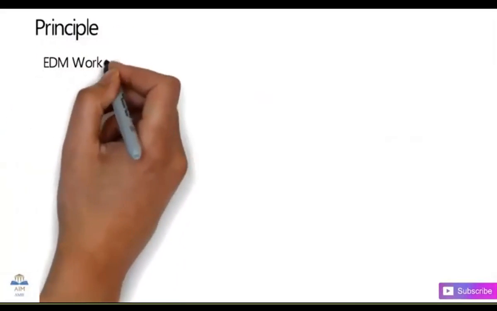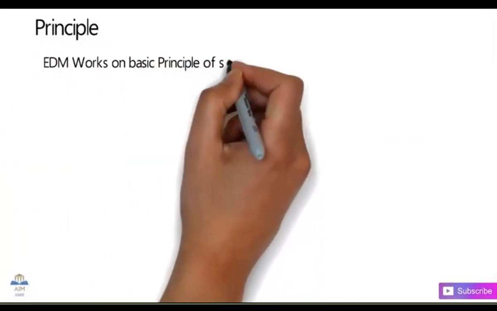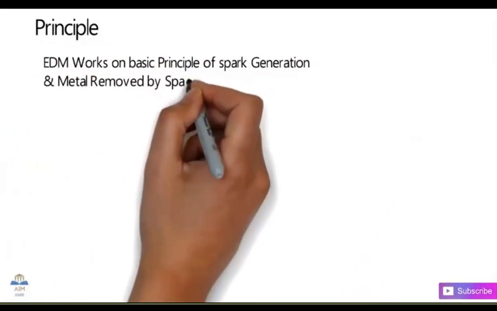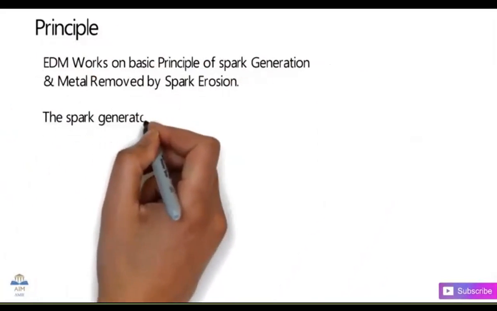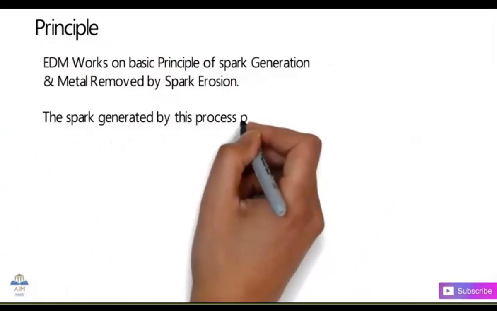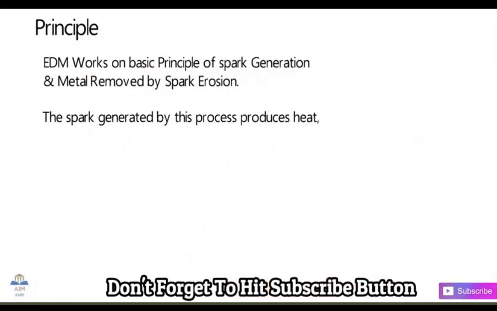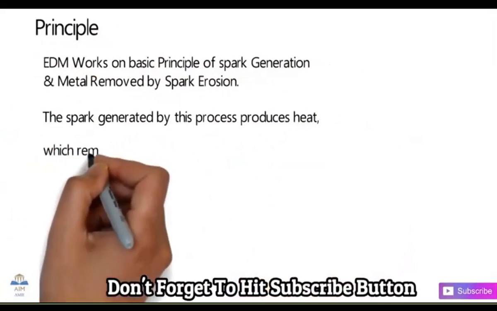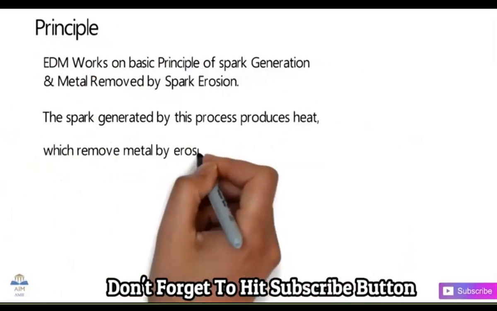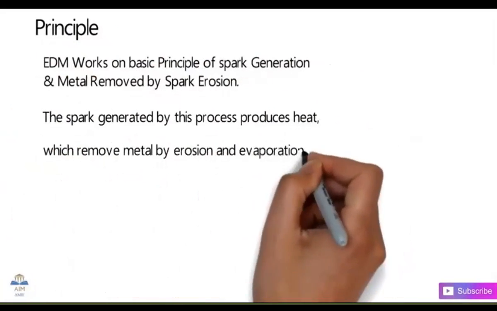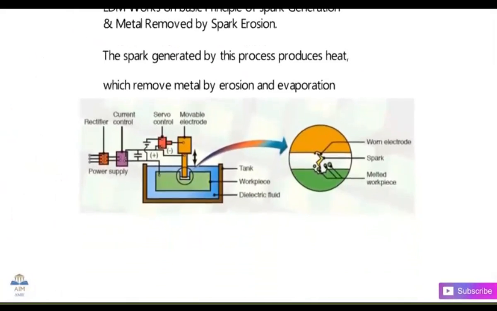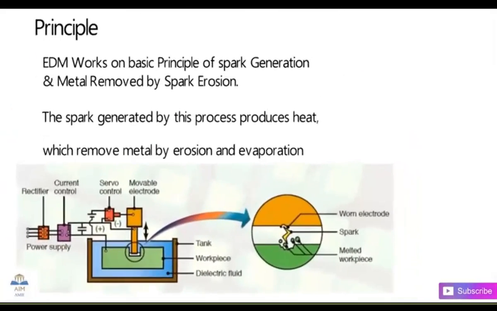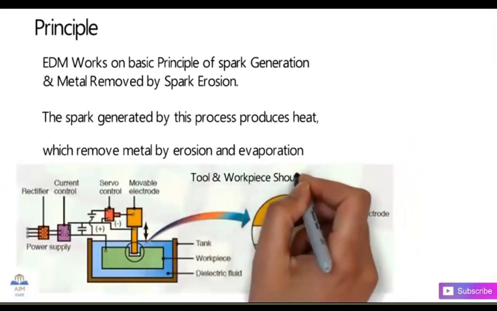So let's check out the working principle of the EDM. EDM works on the basic principle of spark generation, that is, the metal is removed by spark erosion. The spark generated by this process produces heat, and this heat ultimately removes the metal by erosion and evaporation on the surface of the workpiece. So guys, this is another representation of this particular process.